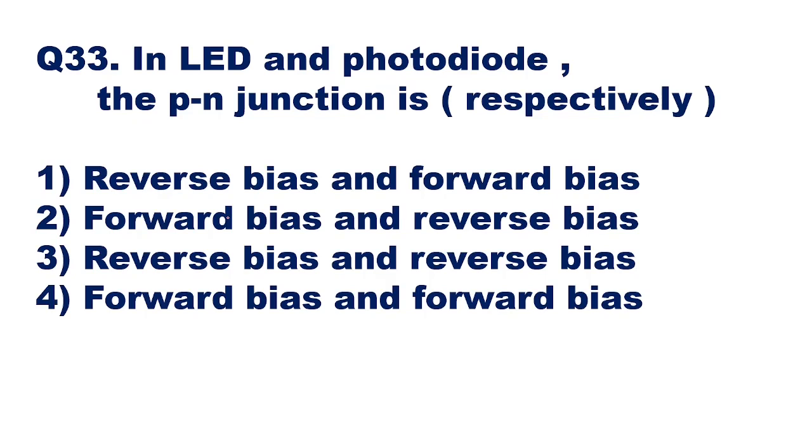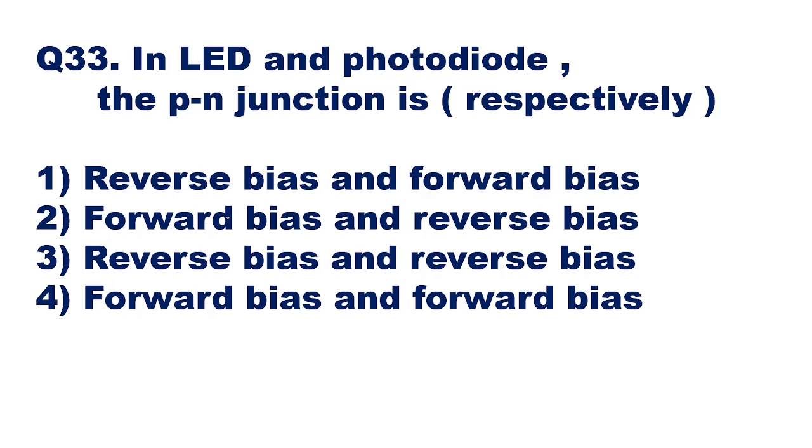Question number 33. In LED and photodiode, the PN junction is respectively what? That means how we are going to bias, or how we are going to apply the voltage, to LED and photodiode. So what kind of biasing does it require, whether forward biasing or reverse biasing. If you see the theory of LED, LED will glow when the voltage applied to it is in forward bias. So if the PN junction is forward biased in case of LED, it is going to glow, it is going to conduct. Therefore, LED should be forward biased.